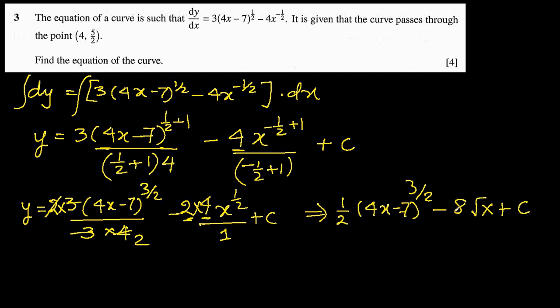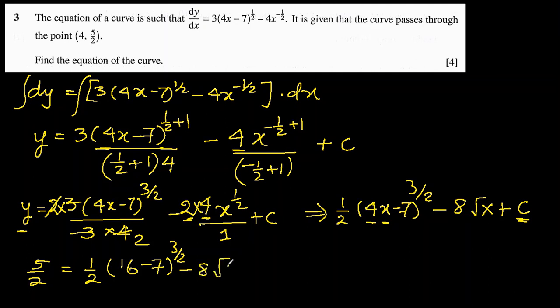But this equation is not complete until we get the value of c, and for that they have given this information. The point 4 and 5 over 2 lies on this curve, so that means y will be replaced by 5 over 2, equal to half (4 times 4, x is 4, 16 minus 7) to the power 3 over 2 minus 8 square root 4 plus c.